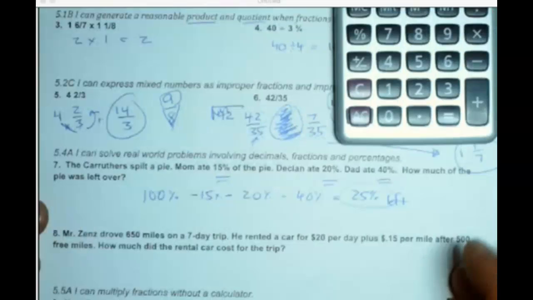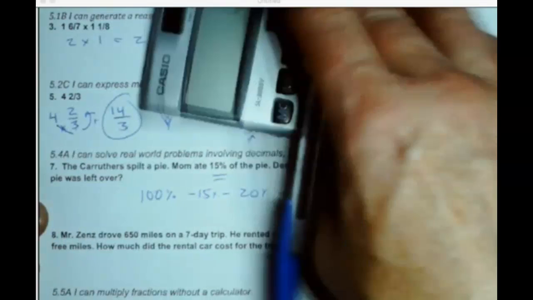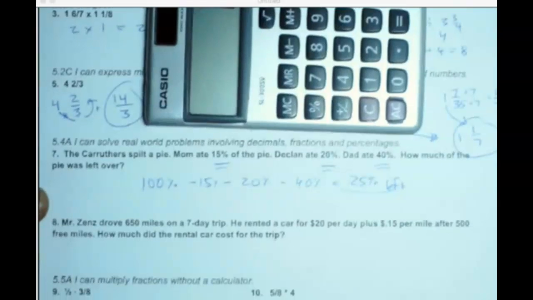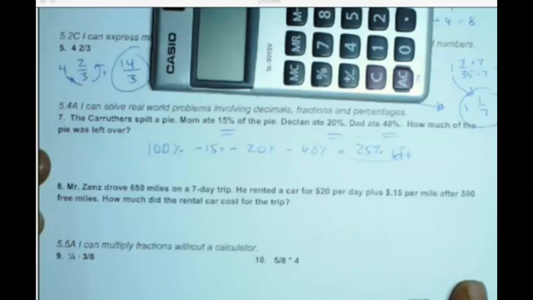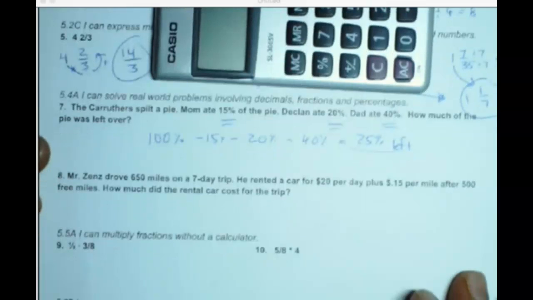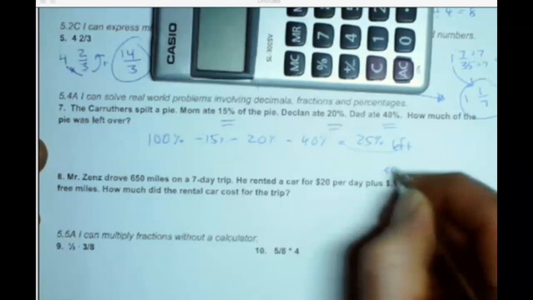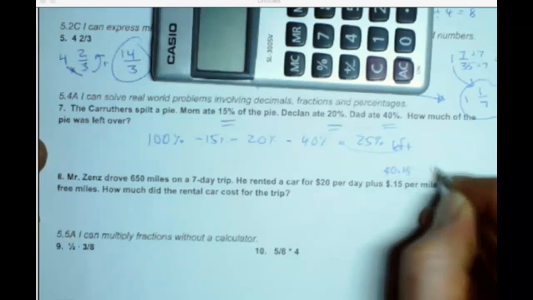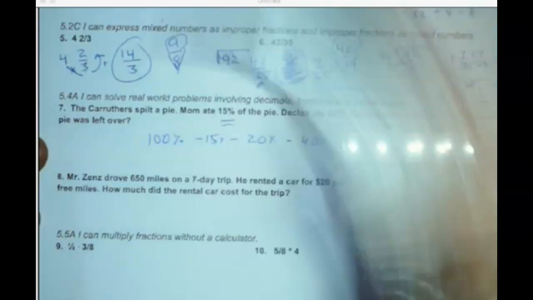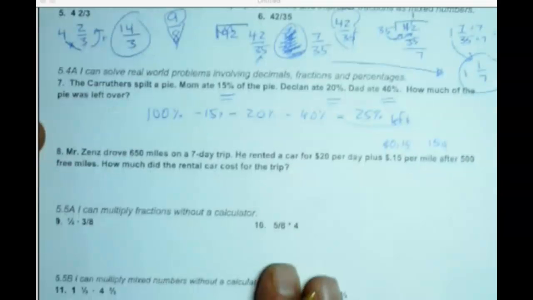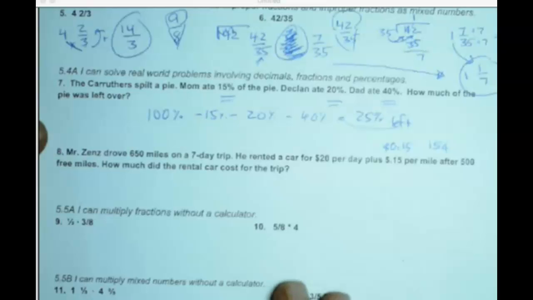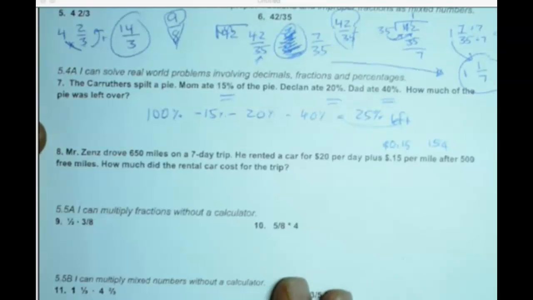Okay? All right, still got that calculator going here because I've got this problem about Mr. Zenz here. Mr. Zenz drove 650 miles on a 7-day trip. He rented a car. He paid $20 per day plus 15 cents per mile. That 0.15 is another way to write $0.15 or 15 cents. Either way. He got paid 15 cents per mile after 500 free miles. How much did the rental car cost for the trip?